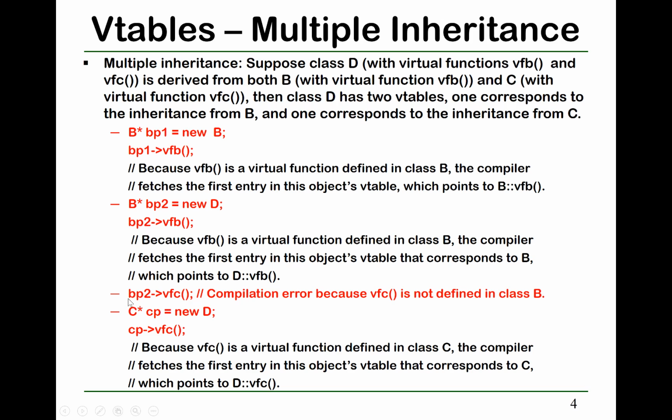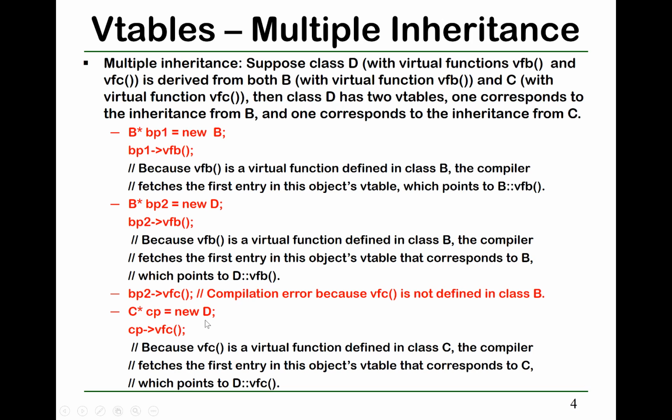Now, what if we call vfc on this B pointer? Because vfc is a function defined in class C, and it is not a function defined in class B, when you call vfc on this B pointer, the compiler will give you an error. Although this B pointer points to a D object, and the D class does have a vfc implementation, you cannot call vfc on a B pointer.